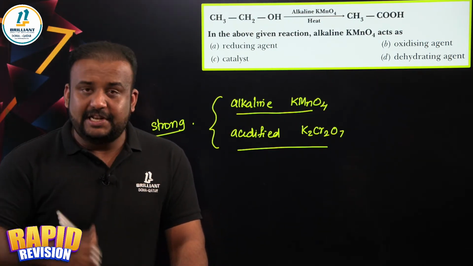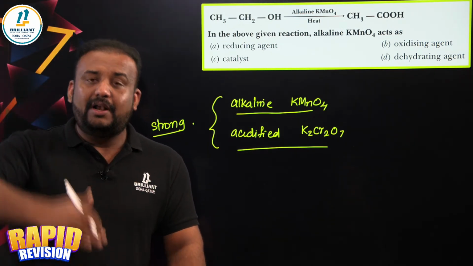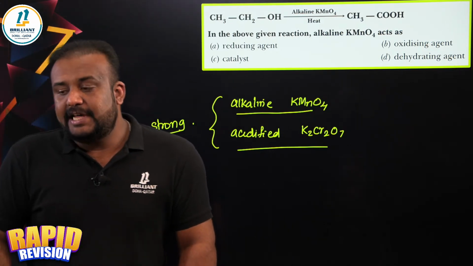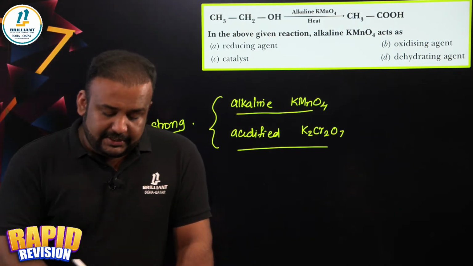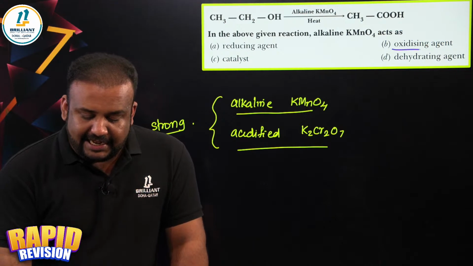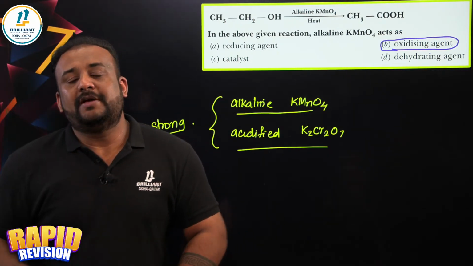This is an oxidation reaction in fact, right? It is an oxidation reaction because alcohol is getting oxidized into carboxylic acid. Is that clear to everyone? Right. So the role of KMnO4 here is, it is acting as an oxidizing agent. And let me tell you one more thing.